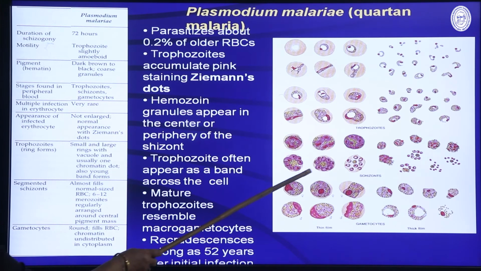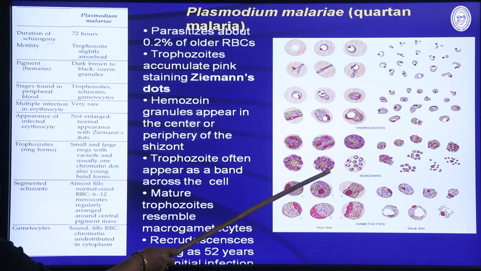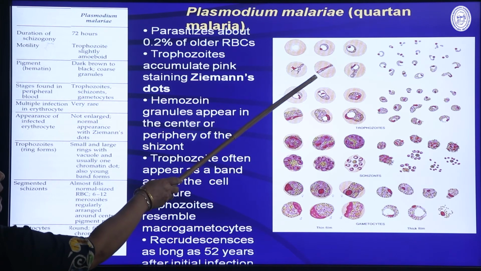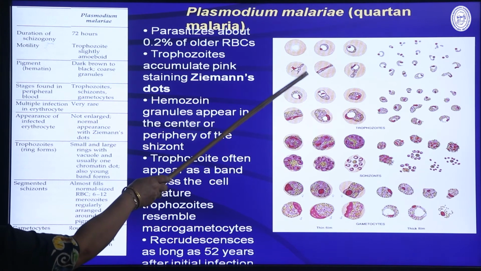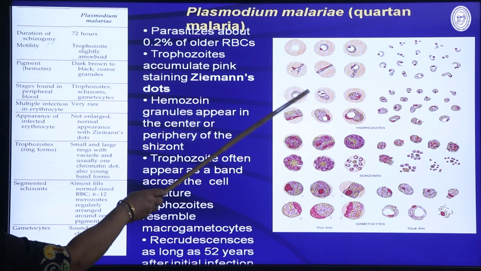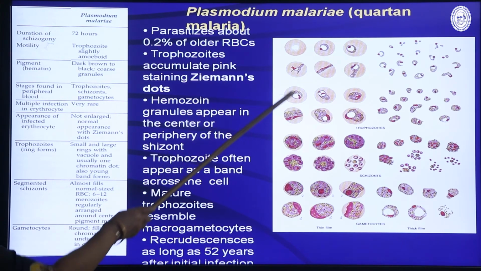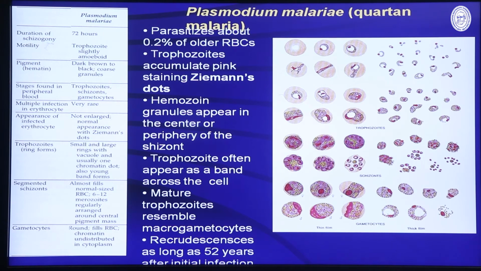clear picture, and you can have a look. This is the thing that is very much uncommon in this phase of the life cycle, that is the Ziemann's dot. In case of Plasmodium vivax, we can find the Schuffner's dot, whereas in case of Plasmodium malariae, we can find the Ziemann's dot. The hemozoin granule appears in the center or periphery of the schizonts. The trophozoites appear as a band, and the mature trophozoites resemble the macrogametocytes.